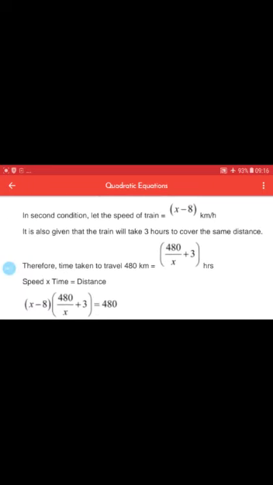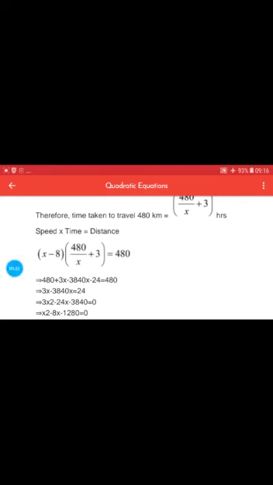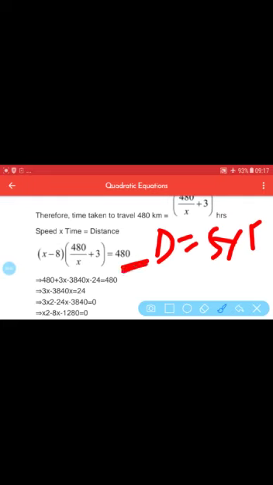So in that case also time will be what? It is also given that the train will take 3 hours more to cover the same distance. So the time will be 480 by x plus 3. Therefore, time taken to travel 480 kilometer is 480 by x plus 3 hours. And we know that distance is equal to what? Speed into time. So here speed into time is equal to distance, or you can write distance is equal to speed into time. So 480 is equal to (x minus 8), this one, into (480 by x plus 3).